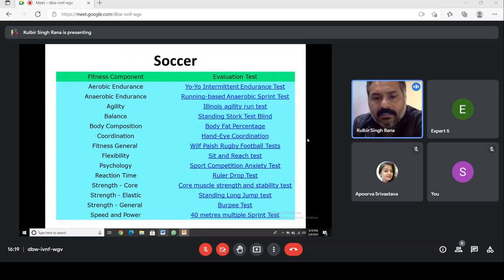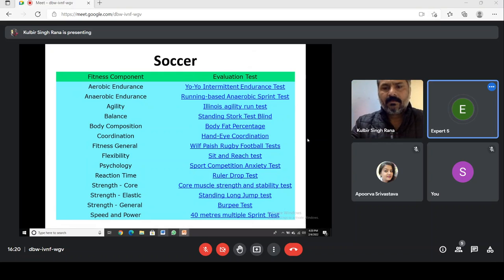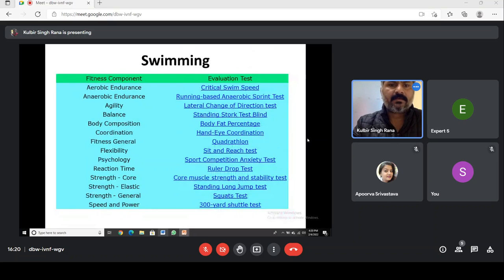Yes, sir. One thing I want to discuss is that there are two types of testing: one is field-based and one is laboratory-based testing. Laboratory-based tests in sports we do very rarely, because there is always a constraint in taking athletes to the lab for testing. It's not that possible, right? So most of the time we follow field-based tests only, and that's why I was discussing field-based tests. You also know that in the laboratory we can do testing too. Yes, sir, but it is not very feasible with sports people. So these all are field-based tests, right?